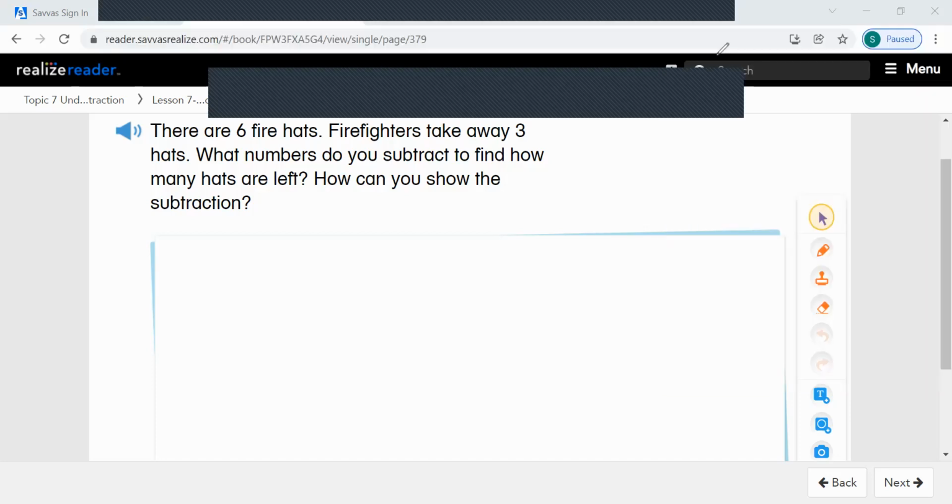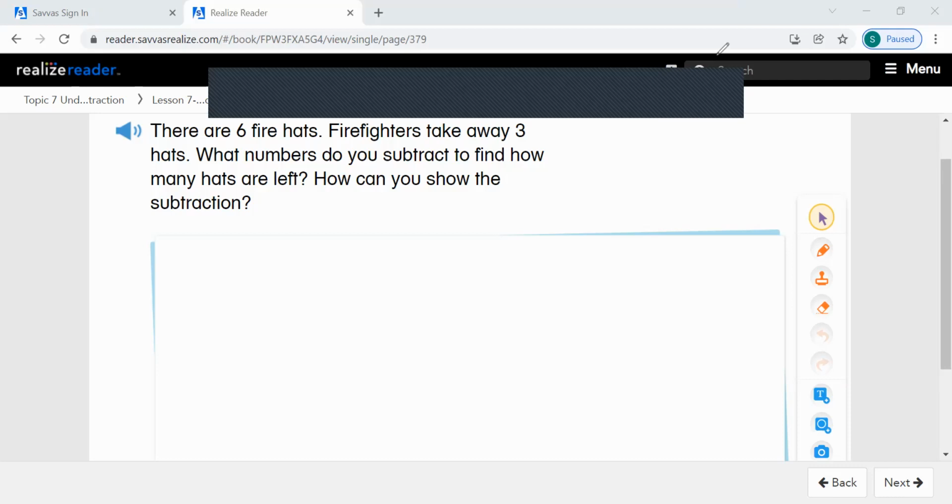All right, let's look at our first example here. The problem is there are 6 fire hats. Firefighters take away 3 hats. What numbers do you subtract to find out how many hats are left? How can you show the subtraction?